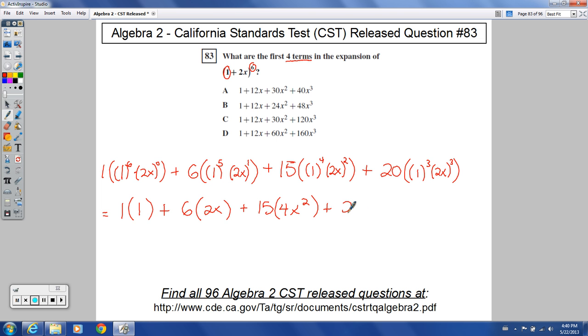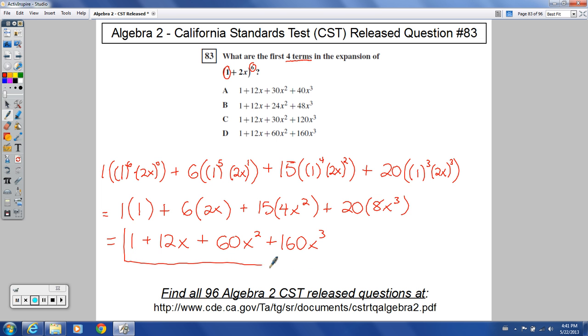We'll have that plus 20 times 1 again. This is 2 cubed times x cubed, in other words, 8x cubed. So we can multiply 6 by 2, 15 by 4, and 20 by 8, and 1 by 1 to get our final answer: 1 plus 12x plus 60x squared plus 160x cubed. Looks like that matches up, my friends, with choice D.